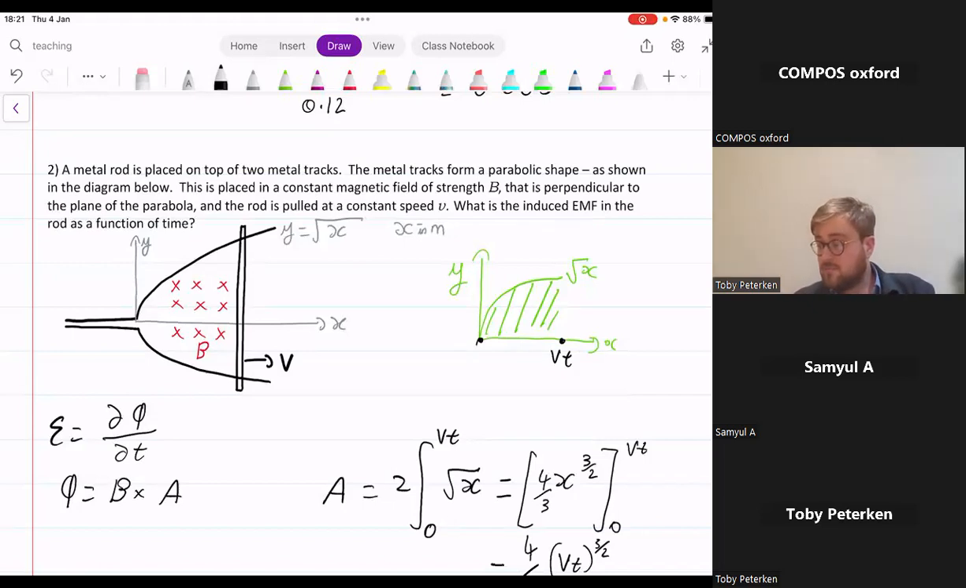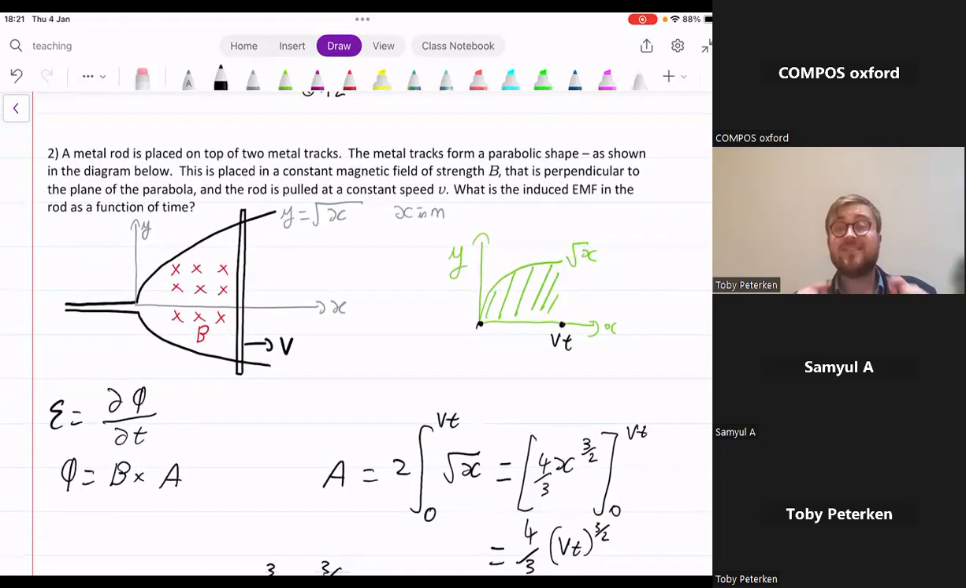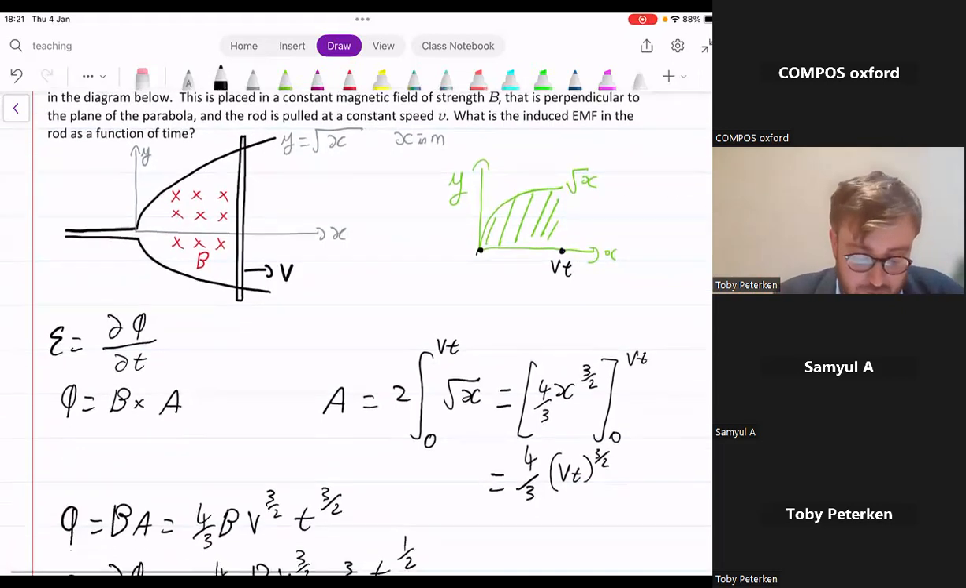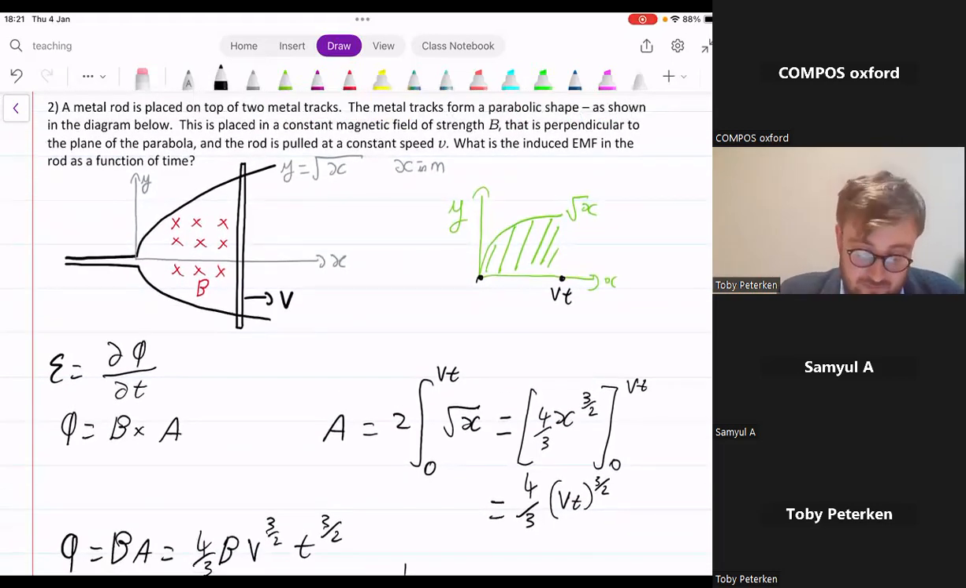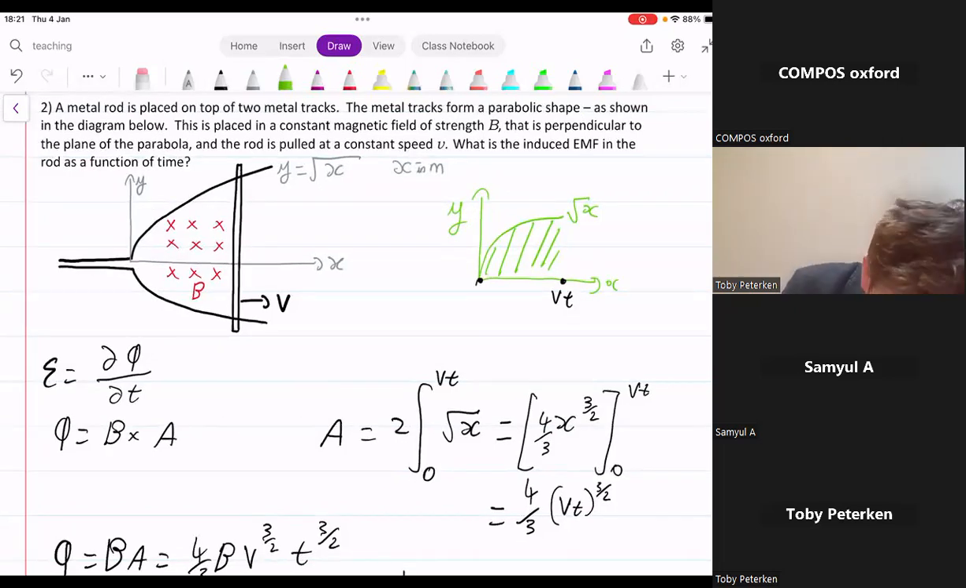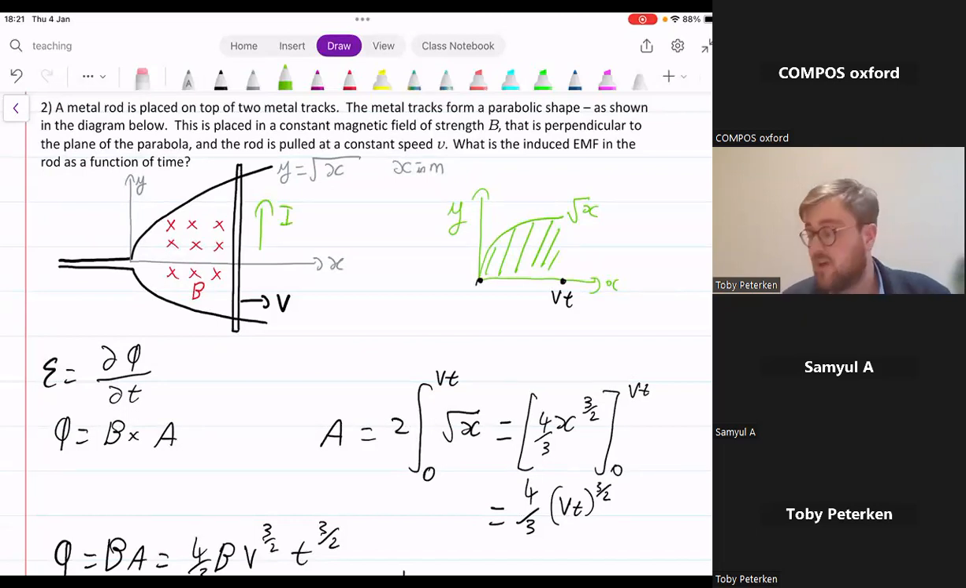So here, the magnetic field points into the page. So as we move the rod, the magnetic flux into the page increases. So to counteract that, we want the current to create a magnetic field that points out of the page. And so, in this example, the current is going to be anti-clockwise. That way, the current points upwards out of the page.